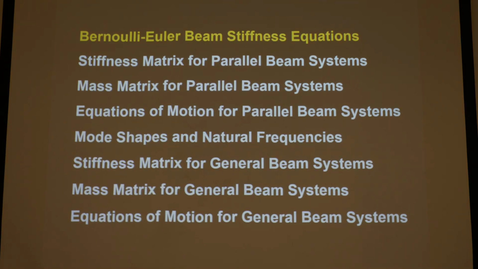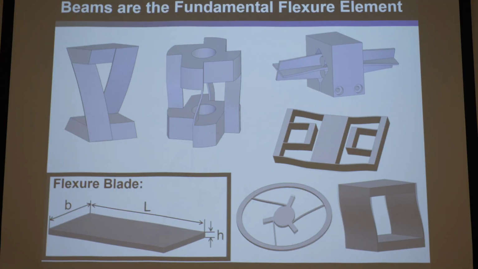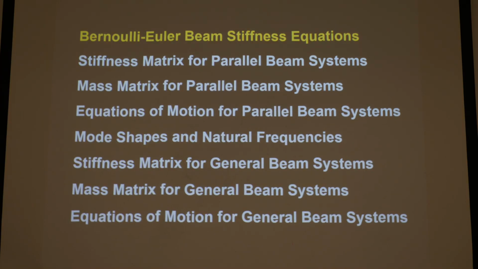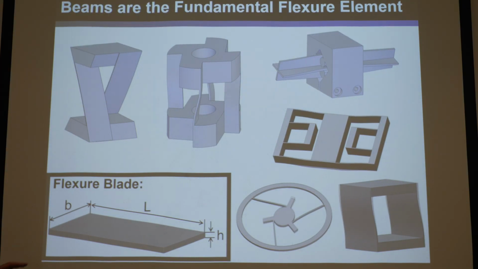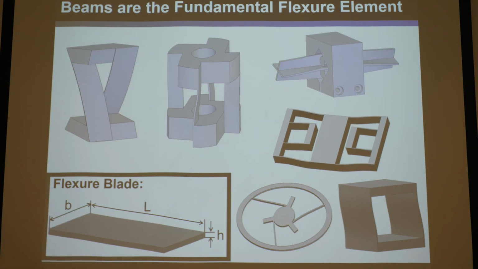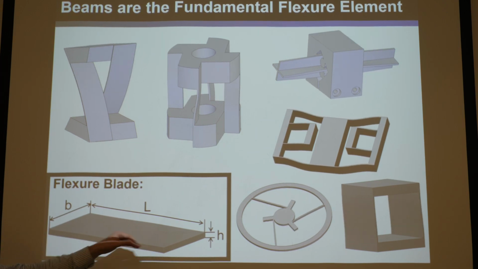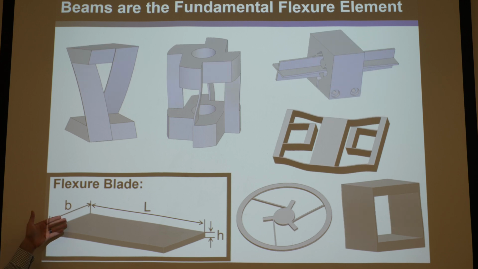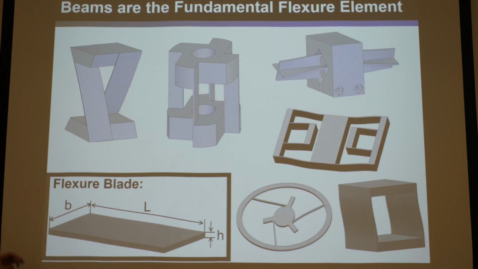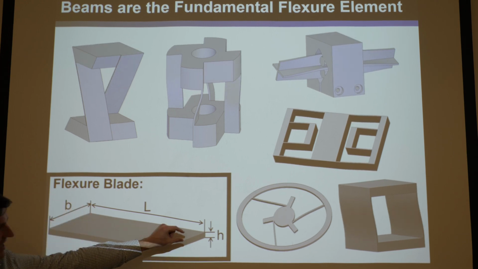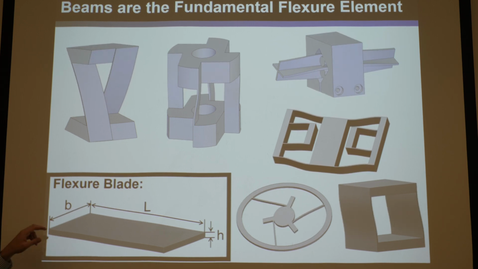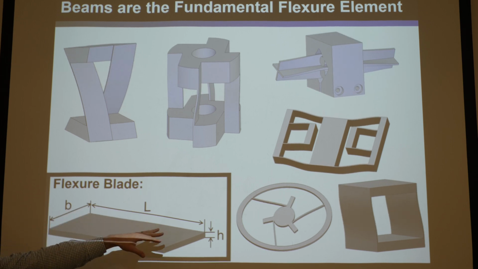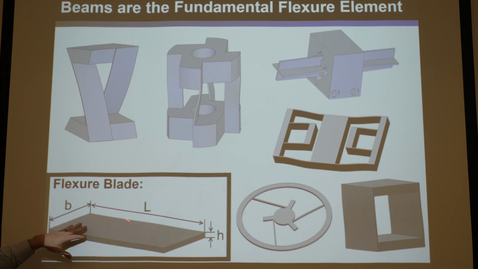First we're going to talk about the Bernoulli-Euler beam stiffness equations. The most common flexible element is just a rectangular prism. It's an extruded rectangle that has some kind of width b, length l, and thickness h. You can see different values of these parameters get you different shapes.